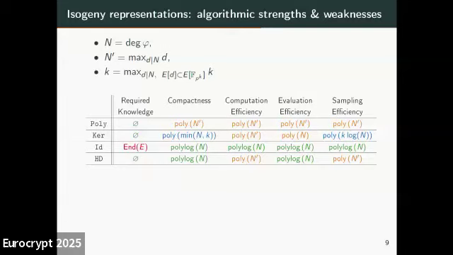Also, I want to talk a little bit about the last column, which is the one about sampling efficiency. By that, I mean, if I give you a curve and some degree, how easy is it for you to get a representation of any isogeny of degree n? And in most of the cases, it's not so easy. One of the nice things about this kernel representation is that you can just sample points from your curves, and then you get one representation of your isogenies. So this feature is going to be useful for us, so I just wanted to highlight it.